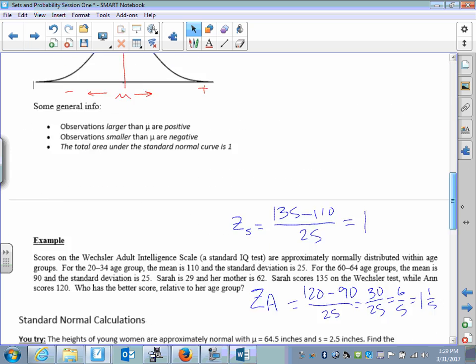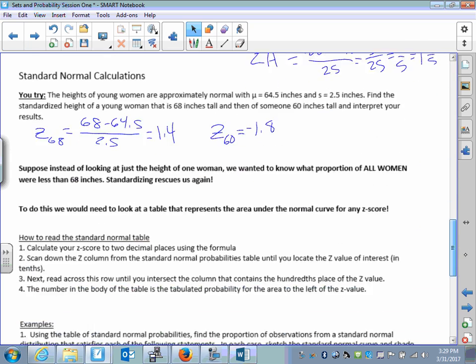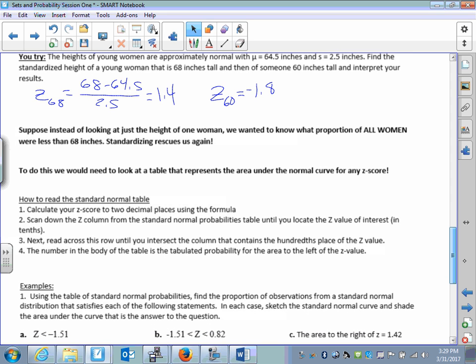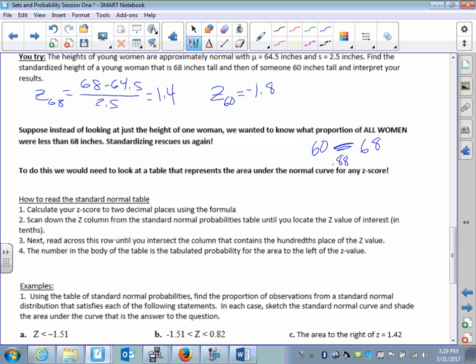Let's go back here to where we are. It says we want the proportion of all women. So the proportion of all women that fall between 60 and 68 inches would be 0.8833, or 88.33% of all women will be somewhere between 60 inches tall and 68 inches tall.